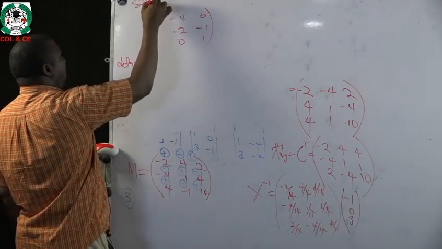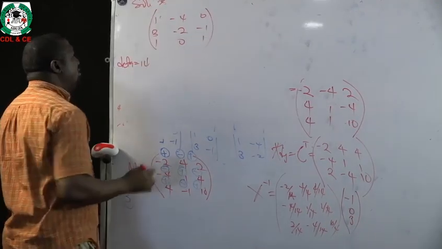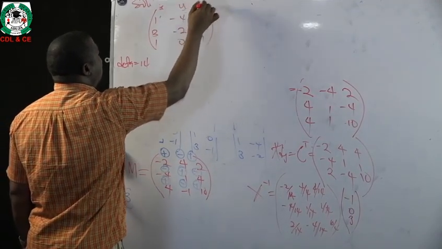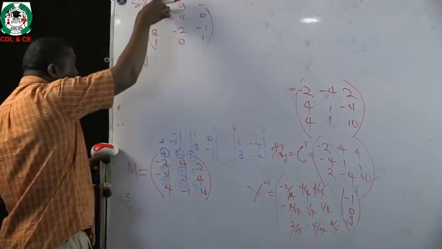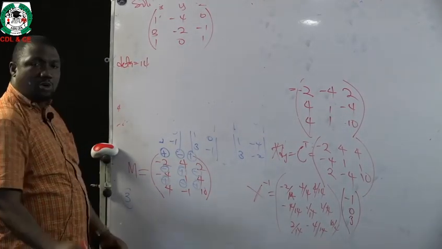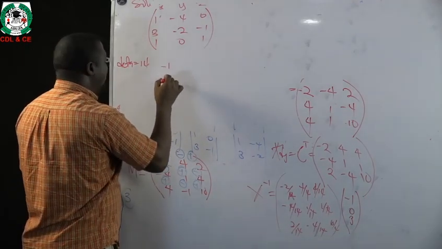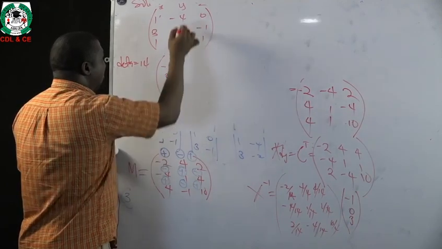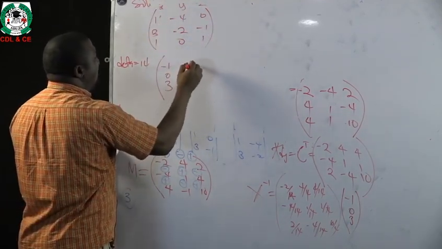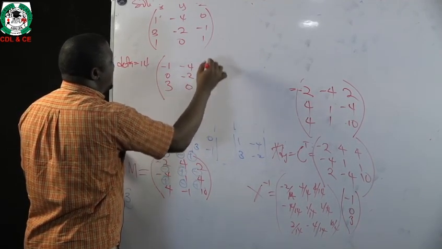When we are solving for x, all we need to do is remember that this is the x column, y column, and z column. So we replace this x column in the matrix with what? With the constants of the equation. So we pick the constants, which are minus 1, 0, and 3. Then we replace the x column. Then we have minus 4, minus 2, 0, 0, minus 1, and 1.